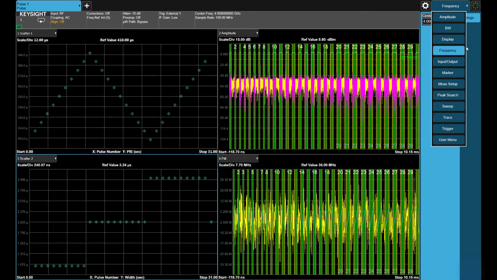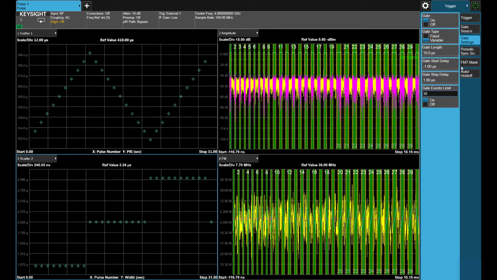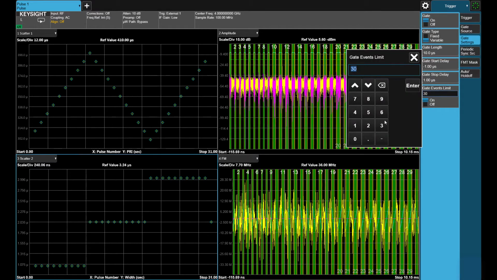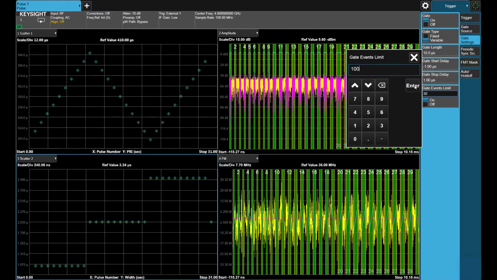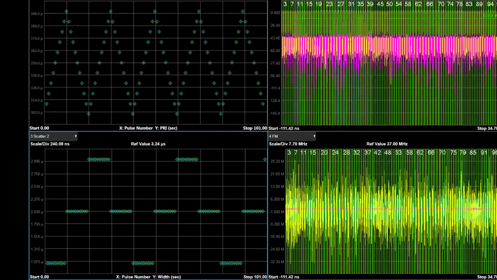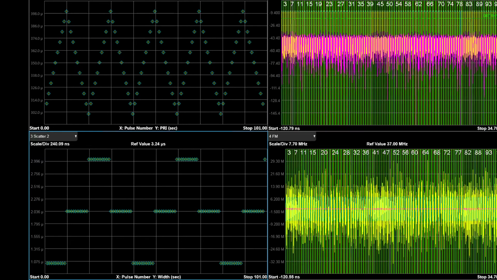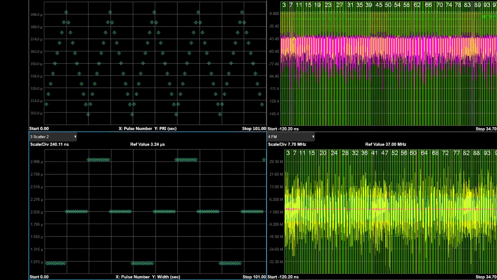Let's go ahead and increase our pulse count to about 100 so we can view more of our signal. This reveals that the pulse width has a similar trend to the PRI as it increases and decreases, but it only changes about every 10 pulses rather than from pulse to pulse.